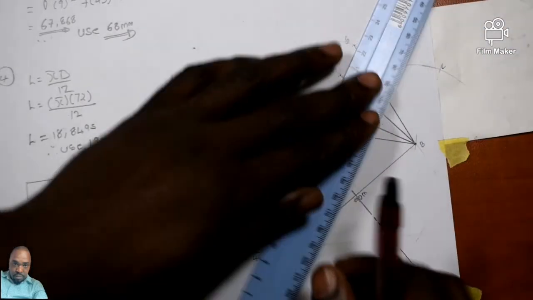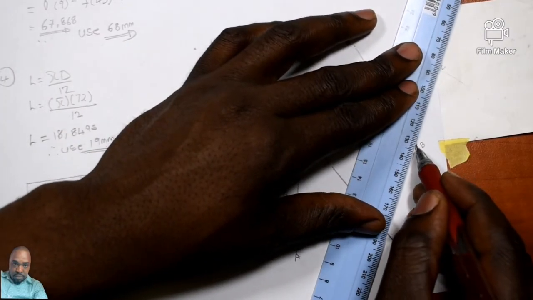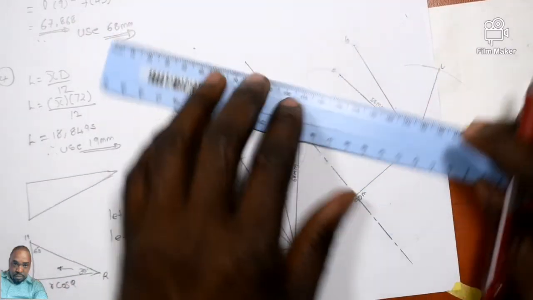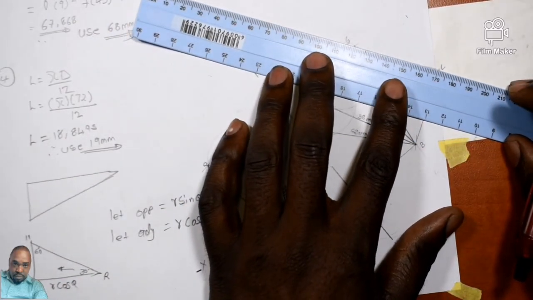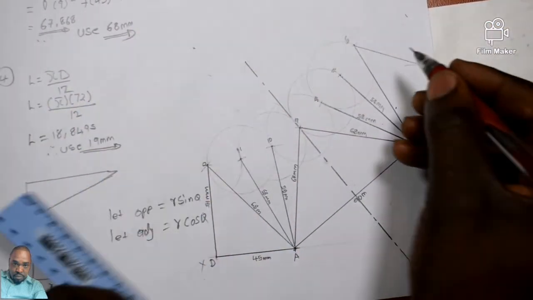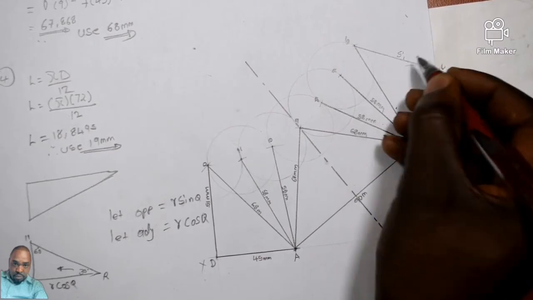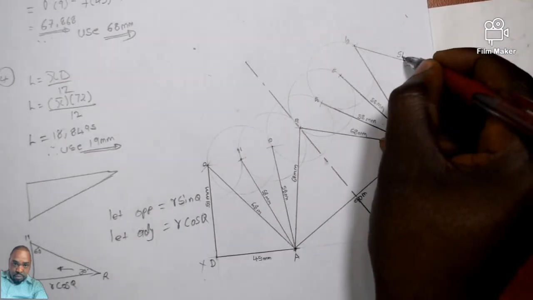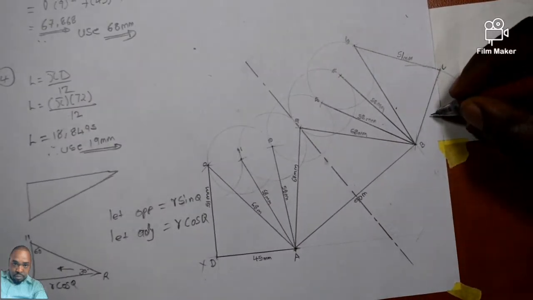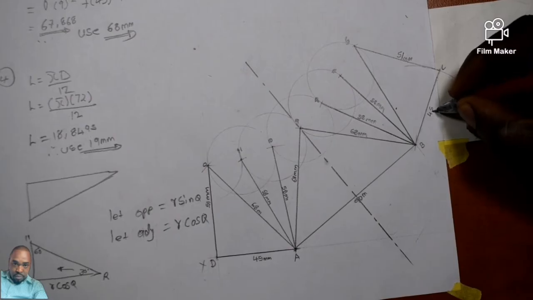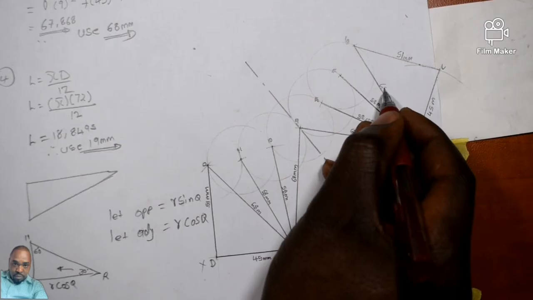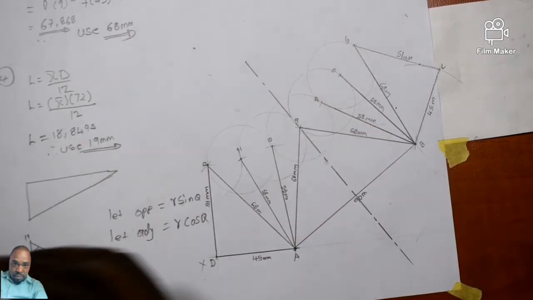Understand? So now I can join point D with C, and C to 6. So don't forget this is 51 millimeter. The one started with 51 millimeter. This one is 45 millimeter. This one, it should be still the same, 68 millimeter.